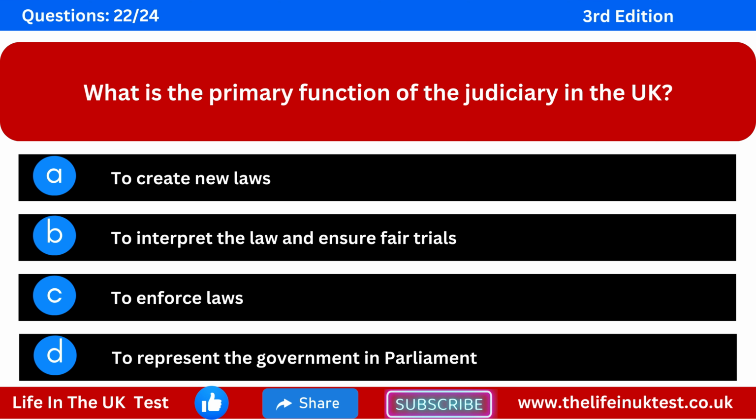What is the primary function of the judiciary in the UK? Option A: to create new laws. Option B: to interpret the law and ensure fair trials. Option C: to enforce laws. Option D: to represent the government in Parliament.